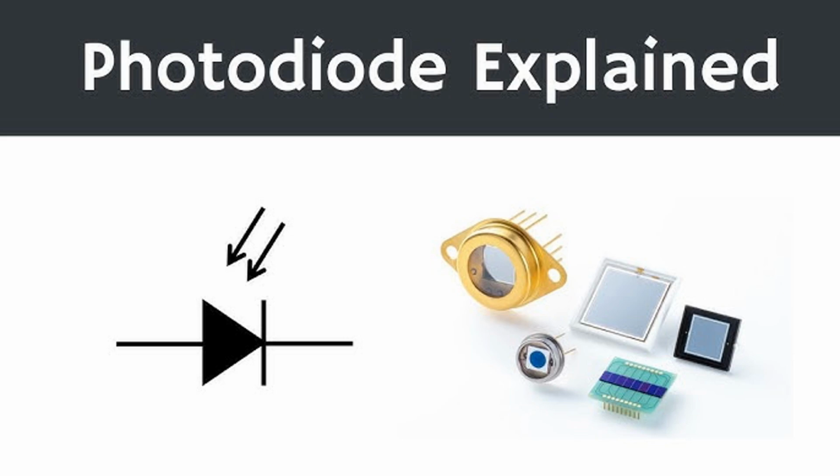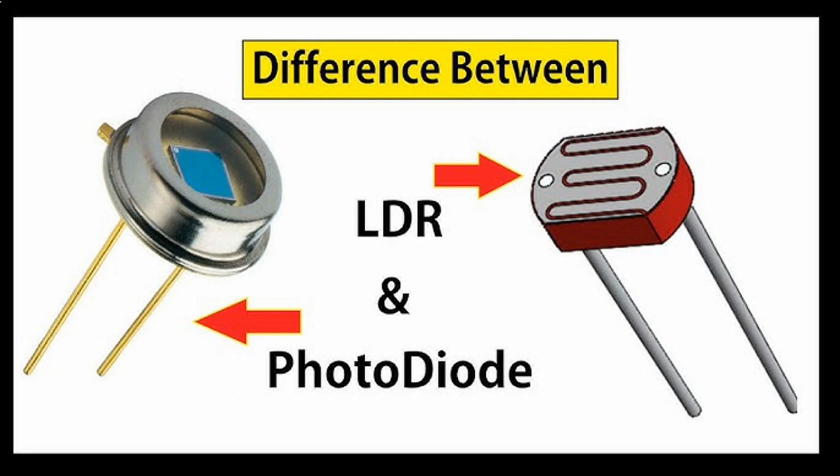4. Quantum efficiency, QE. Definition. Quantum efficiency is the ratio of the number of charge carriers generated, electrons or holes, to the number of incident photons. It is expressed as a percentage. High QE. A photodiode with a high quantum efficiency converts more incident photons into electrical signals, making it more efficient.